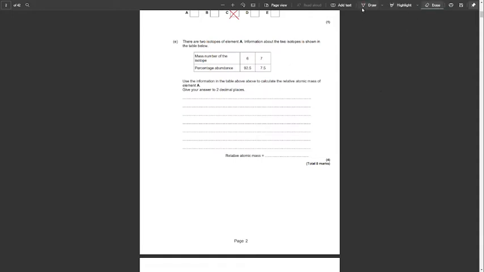It says, use the information in the table. Use the information in the table. That's an instruction. That's important. Above, to calculate the relative atomic mass of element A. So what are we trying to find? We're trying to find the relative atomic mass. And it's asking us to calculate it. So calculate is our command word.